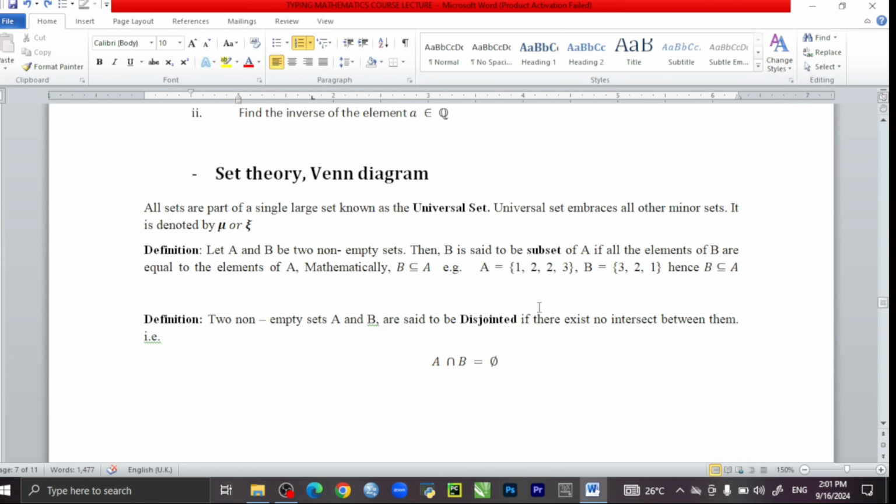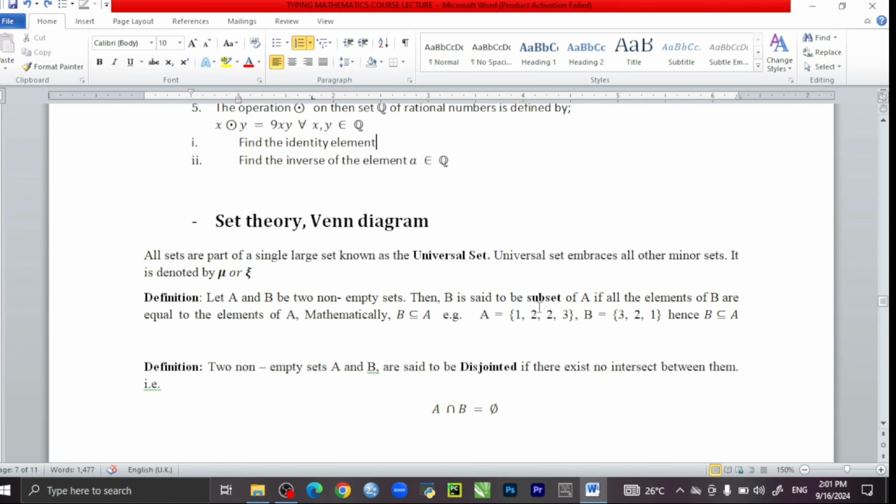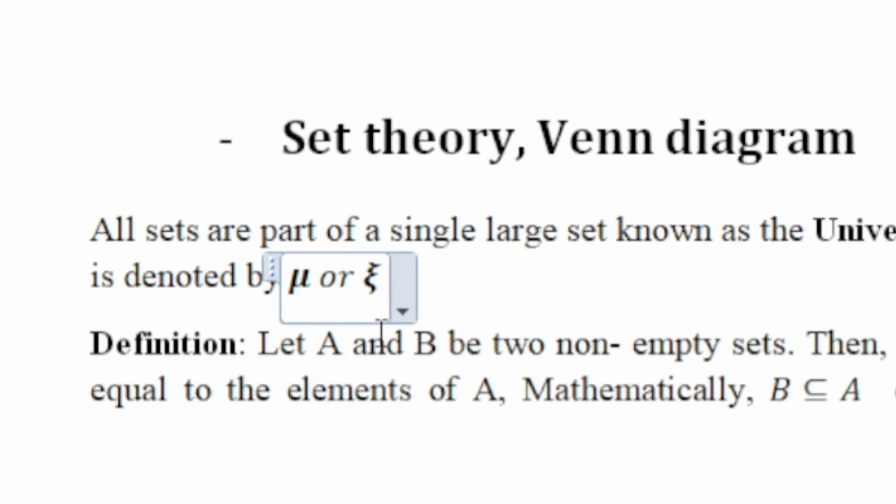Now for set theory and Venn diagrams, typical set questions will be like this. You want to know how to write a universal set when you are typing mathematics related to sets. This particular universal set is called mu, so that's \mu, and that gives you that shape.